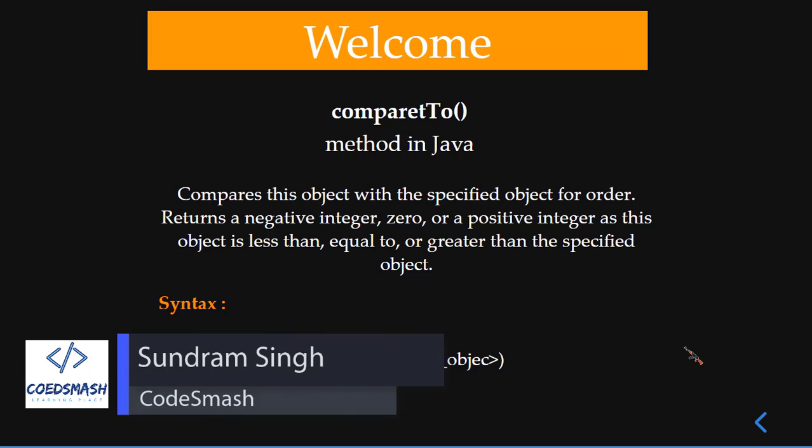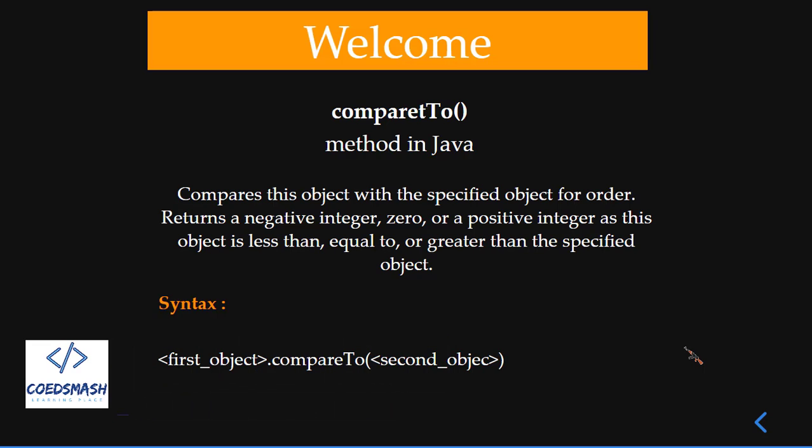Welcome to this video. In this video we are going to learn the Java string method compareTo. So basically compareTo compares the object. That's it. Now we need to understand the definition of compareTo. It compares this object with the specified object for order.